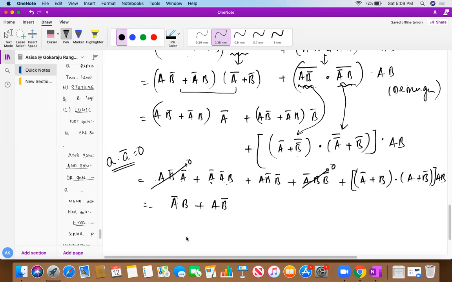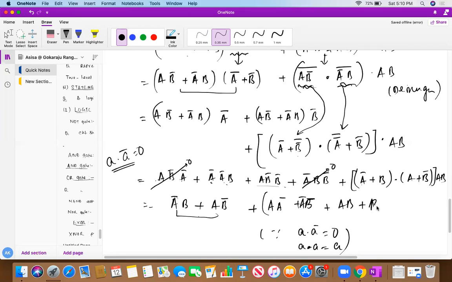Here I have used two theorems actually. What is that? A A bar is 0, and also we have A A is A. With these two things I have got this. From these four terms I have got these two terms. Next I'm going to apply De Morgan and the distributive law here also. This will be B bar, A bar B bar, plus AB or B bar, and AB. So this will be A bar 0, B bar 0.